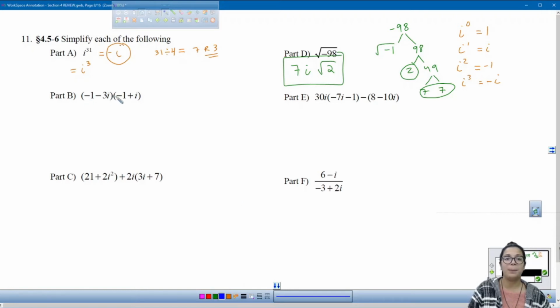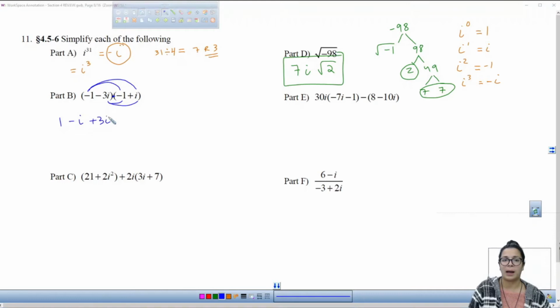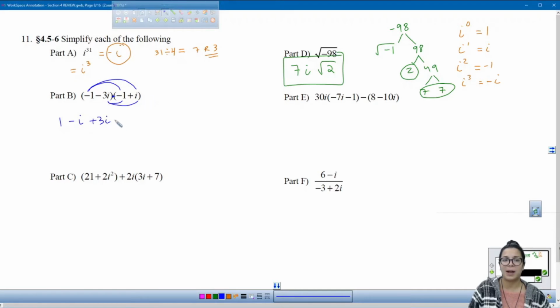All right, for part B, here we have 2 binomials multiplied together. So let's just go through and distribute each term one at a time. -1 times -1 is 1. -1 times i is -i. -3i times -1 is +3i. -3i times +i would be -3i squared.